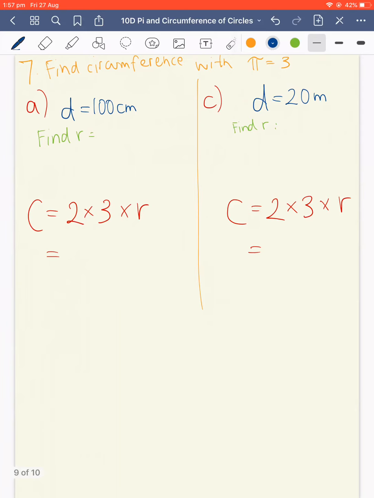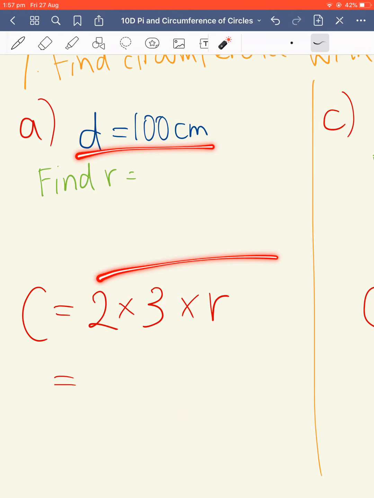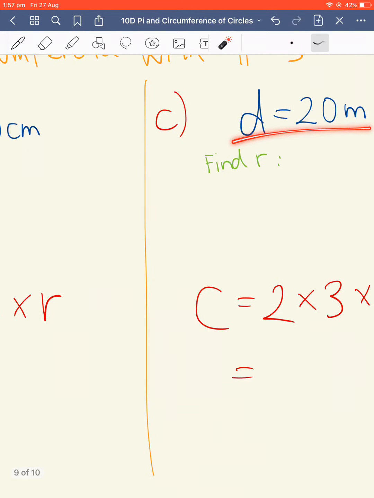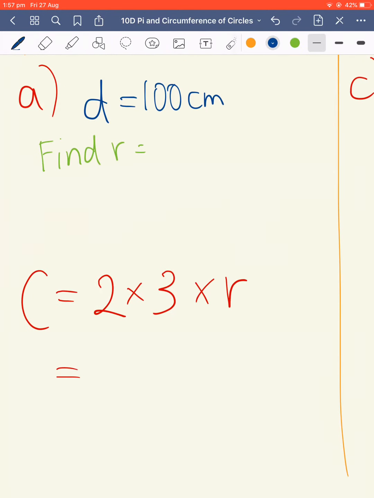Okay, question 7. Let's get this one done. We are finding circumference, and we have a particular value we are using for pi. For each of these, we have a diameter, so we need to actually find our radius. To find our radius, we halve our diameter. So it'll be 100 divided by 2, which gives me my radius for this one as 50 centimeters. I can now plug it into my formula here.